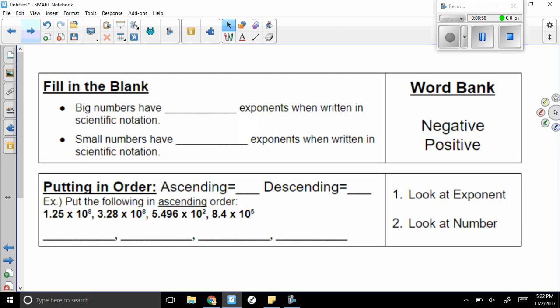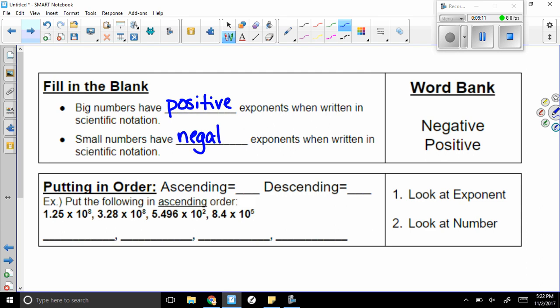All right, so real quick review here. Big numbers are going to have positive exponents when written in scientific notation. Small numbers are going to have negative exponents. We just talked about that in the last example. Now I'm going to give you guys a really, really handy cheat sheet here.